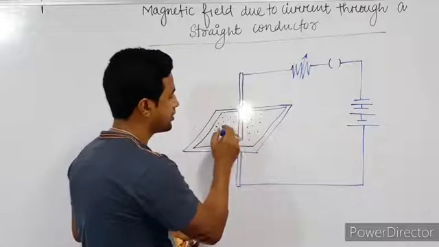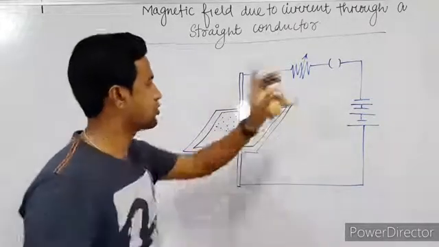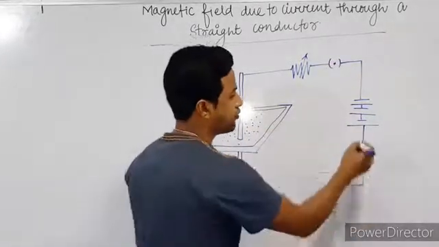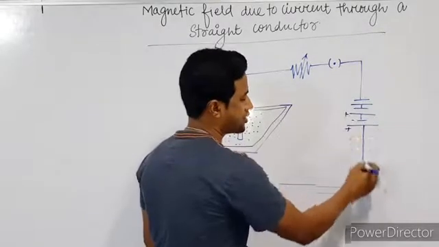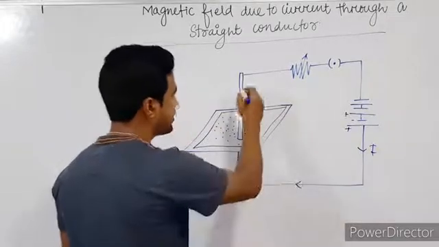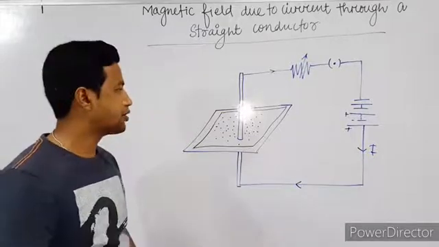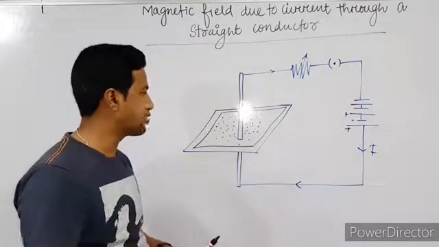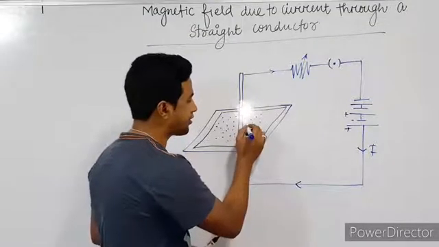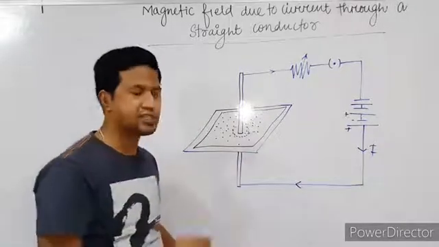You observe here the switch key is not on, it is not closed. So when I close the key, current starts flowing. All of you know that this is positive, this is negative. So definitely current will flow through it in this direction. So how will the magnetic field be? After a few minutes I will observe that a small ring-like structure is created around it.